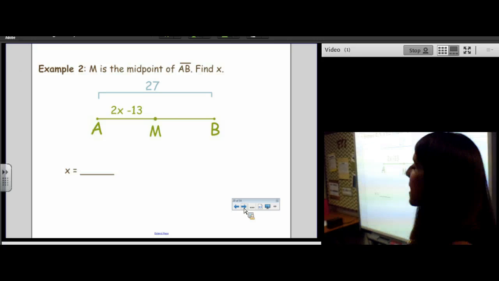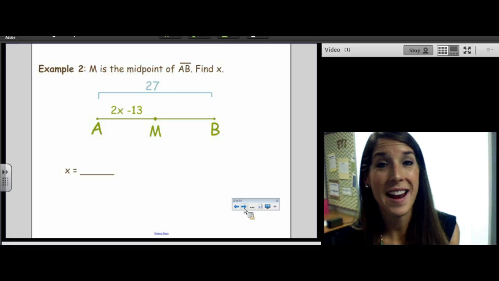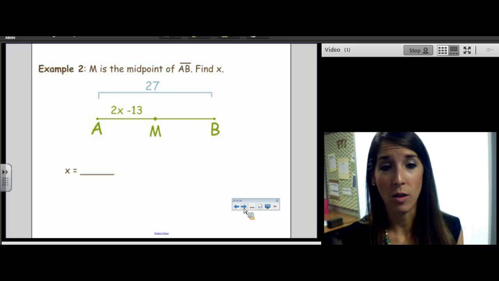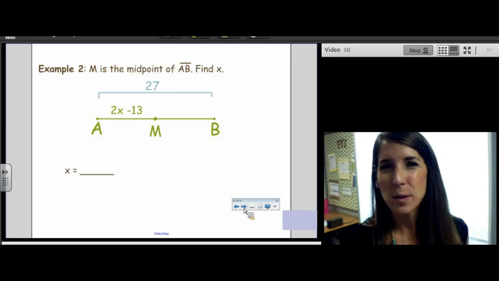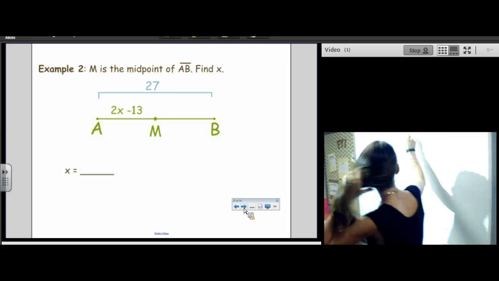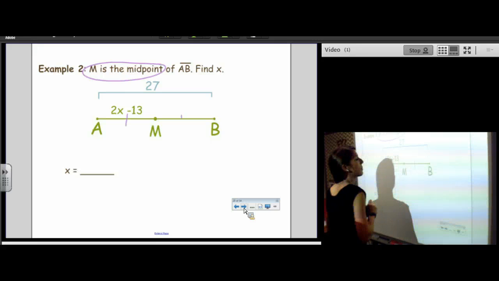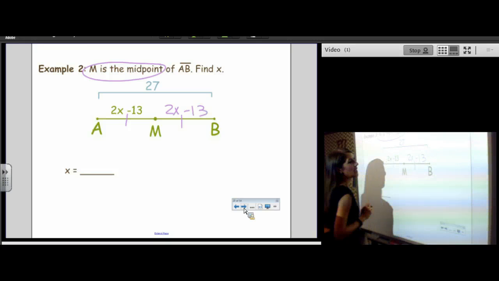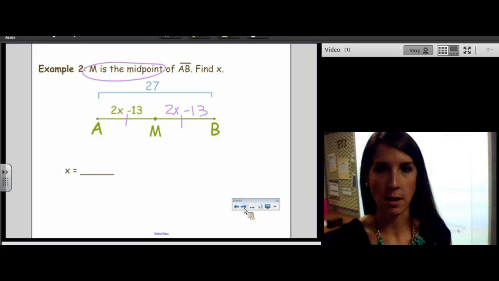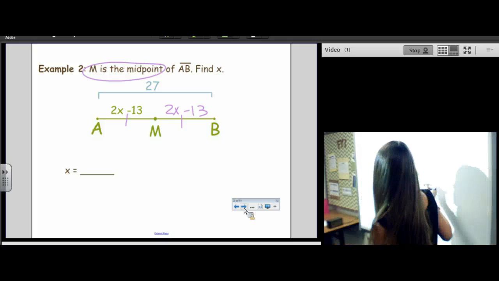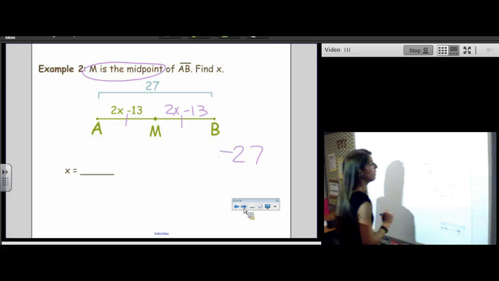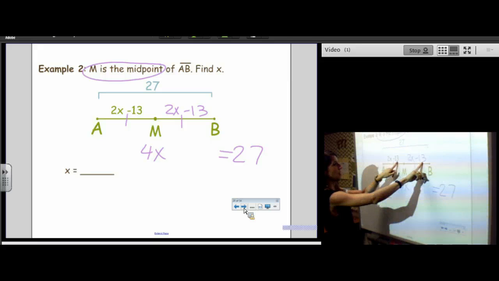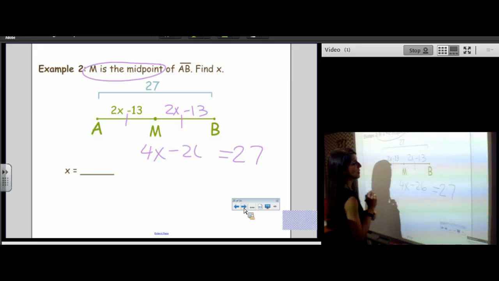Okay, guys, here's where we have 2 options. I gave you a half and I gave you a whole. We talked about you can double the half or you can half the whole. Now, 27 is not divisible by 2, so I would not recommend that. Since M is the midpoint, I would add tick marks to my picture. Those are congruent. So AM is 2x plus 13, but so is MB. They're both 2x plus 13. So what equals 27? Well, how many x's do I have? I can double it. 4x, and then minus 13, minus 26. There we go.